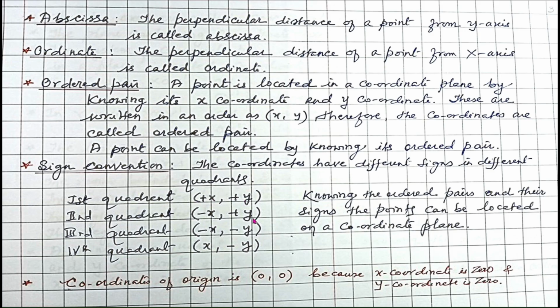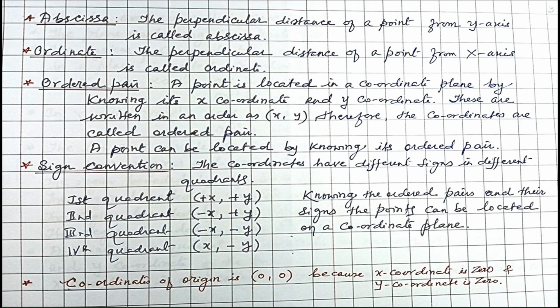Second quadrant: minus x, plus y. Third quadrant: minus x, minus y. And fourth quadrant: plus x and minus y. Knowing the ordered pairs and their signs, the points can be located in a coordinate plane.